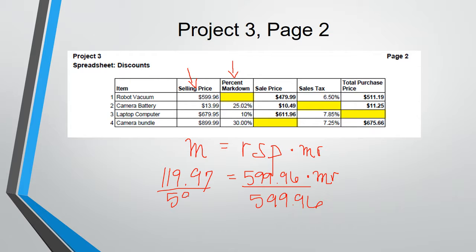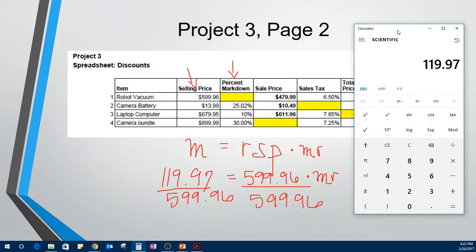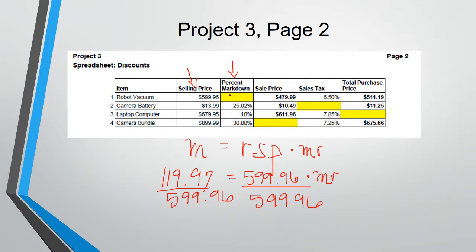If we do it to one side, we must do it to the other. So we have that. Plug it into the calculator. Divide 599.96 and we get 19.99996%. What we're going to do is round that. That's really just 20%. So then you would write 20% in here. So that's how you find the percent markdown.